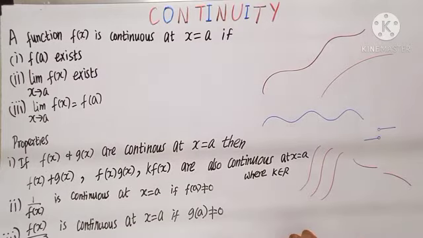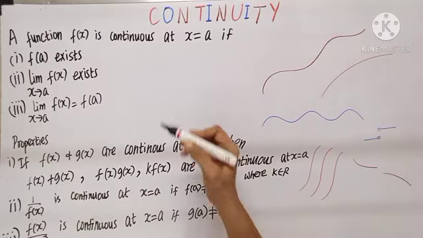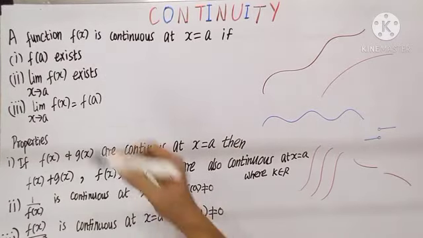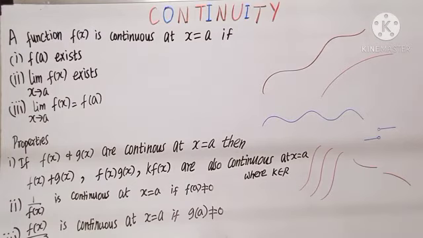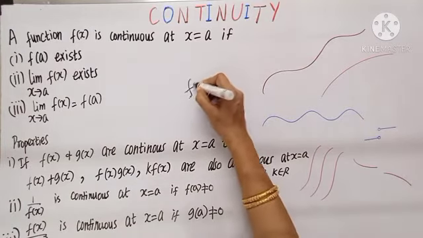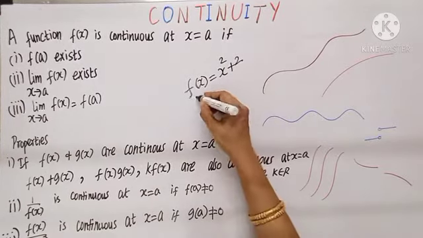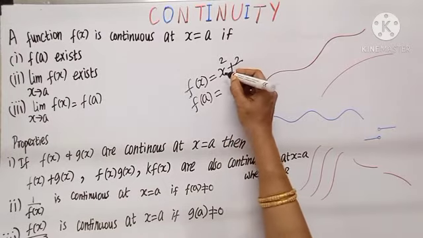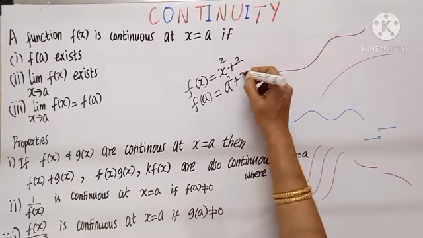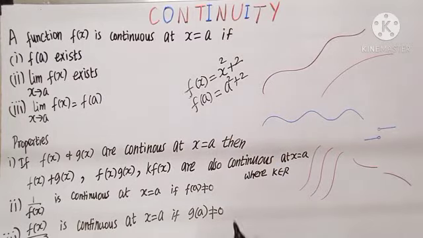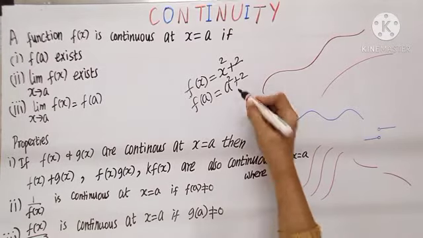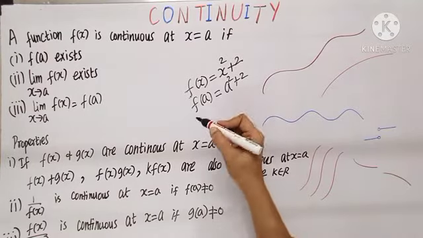Now the question is, how to check whether the given function is continuous or not? We have the condition: f of a exists. What do you mean by f of a? Suppose I give you f of x equal to x square plus 2. If I want f of a, wherever x comes, put a. So this we call f of a. Just put x as a. Call it the function value, as we did in the first exercise.